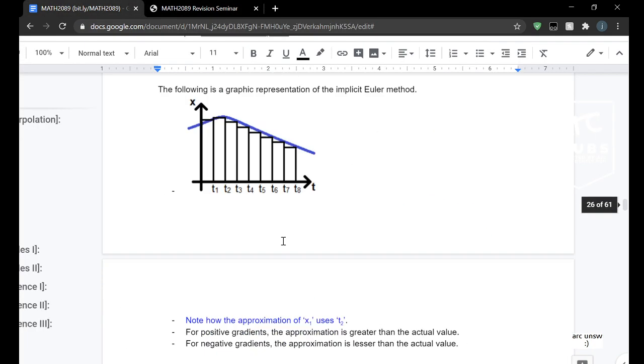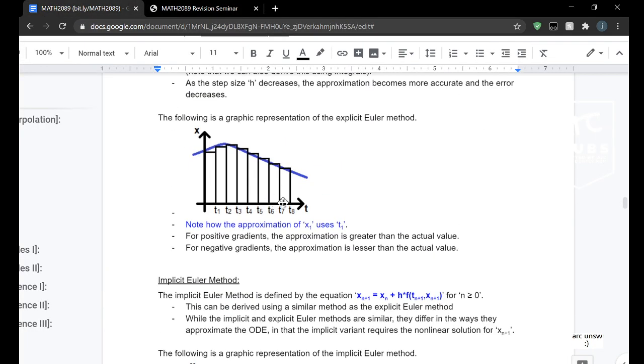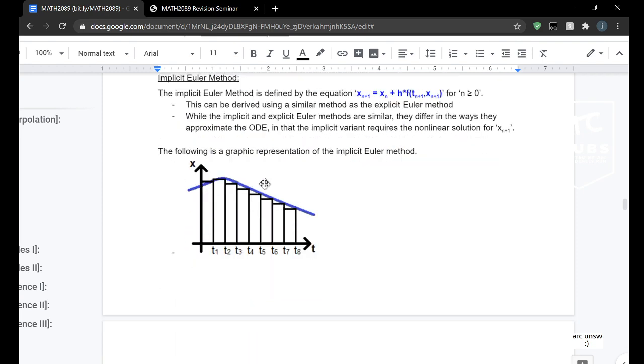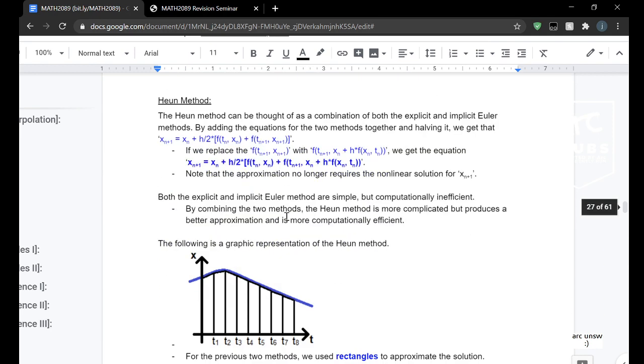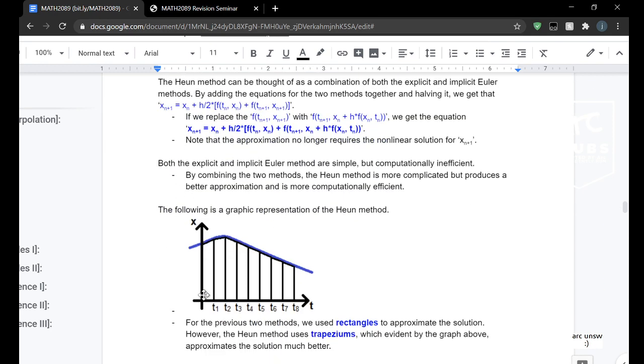I'll just show an image here. So this is the explicit Euler method. This is the implicit Euler method, and in averaging them, we'll get something like this. So they are no longer rectangles, they are trapeziums. And yeah, it's quite neat.